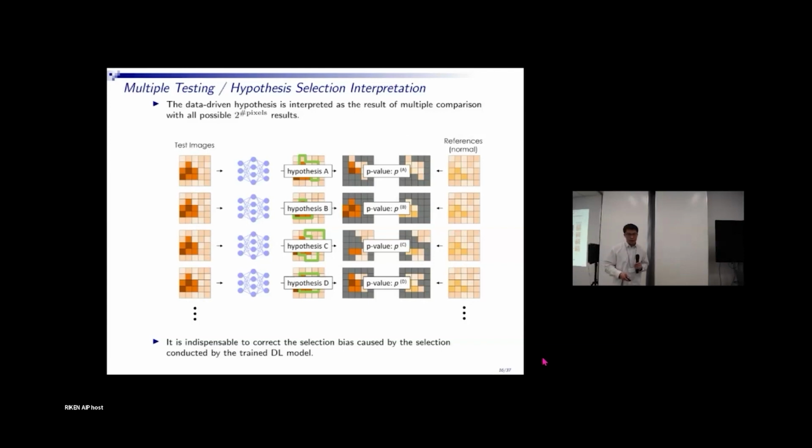Therefore, we cannot just pick up the smallest p-value in the scenario of multiple testing. So it is indispensable to correct the selection bias caused by the selection conducted by the trained deep learning model. This is the source of the weird situation: even for a brain image that does not contain a tumor lesion, the p-value tends to be very, very small.